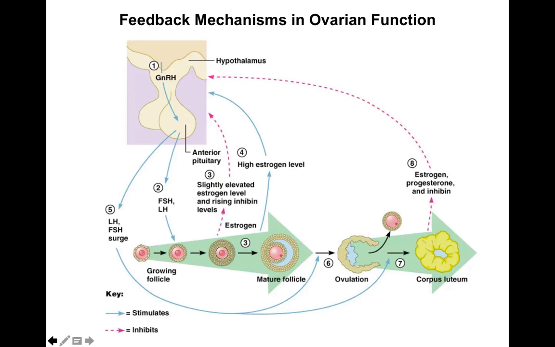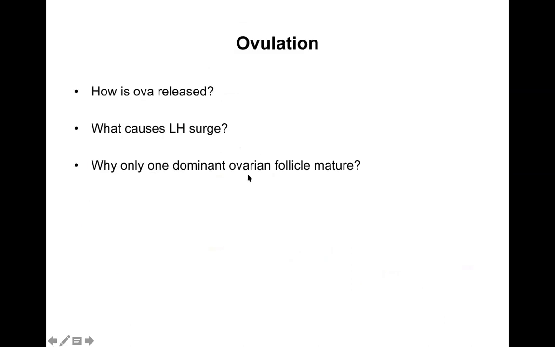So going back to the three questions, now we have learned how the ova is released, we know how the LH surge happens, and now we know what a dominant follicle is and what its function is.